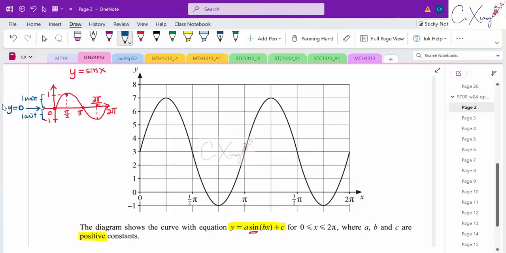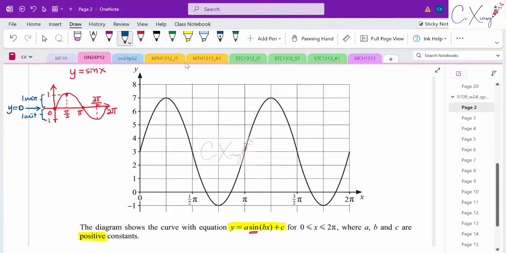This is something very basic about the sine graph, and it will be very helpful for us to figure out what transformation was carried out to a new graph. So let's have a look at the new graph here. First of all, we need to figure out where the center line is. My original center line is y equals 0, with the distance from the center line to the top and to the minimum point being the same. Let's figure out the center line first.